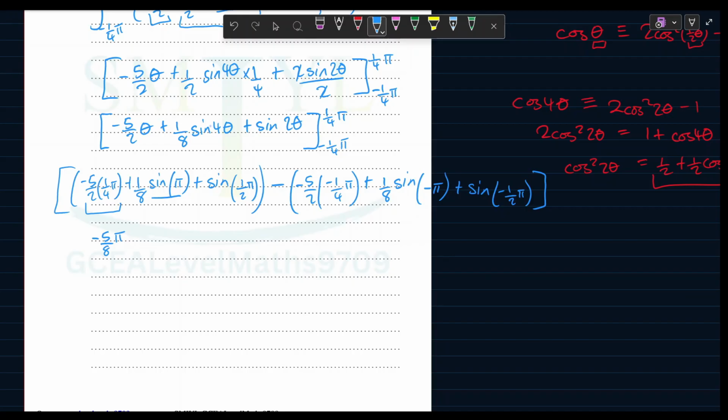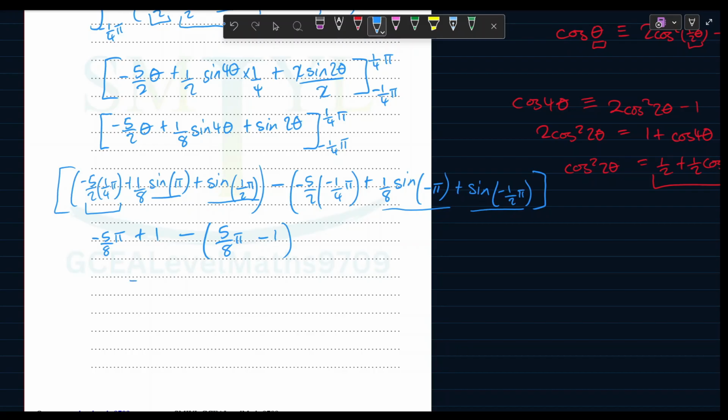And here we've got sine pi. Sine pi is going to be 0. And then we've got sine pi over 2, which is plus 1, minus our lower limit. We've got minus 5 over 2 times minus a quarter pi. So that's positive 5 over 8 pi. And then here we've got 1 over 8 sine negative pi. Sine negative pi is 0. Then we've got sine negative half pi, which is negative 1.